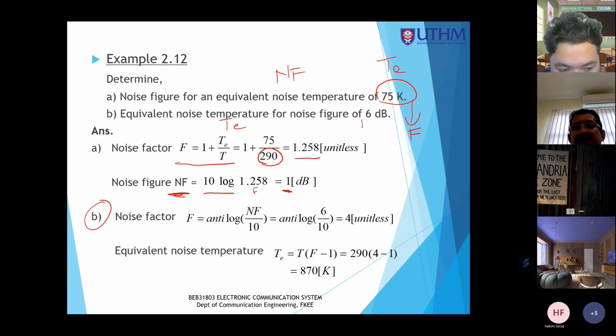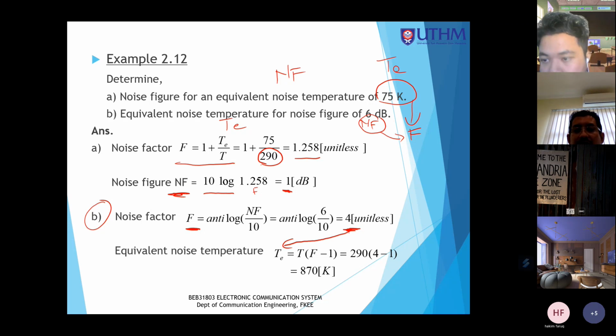If you are given the noise figure equal to 6 dB, change it to noise factor, then you can find the equivalent noise temperature. Find the F, antilog of the noise figure: antilog of 6 dB, antilog 0.6, you will get 4, approximately. So therefore from here, you can calculate the TE.